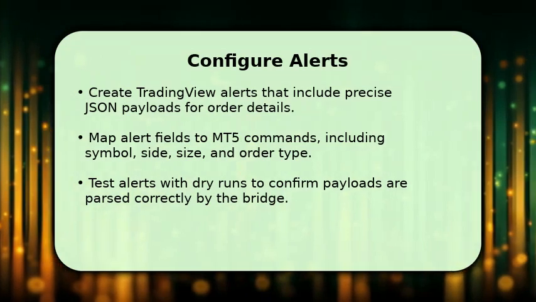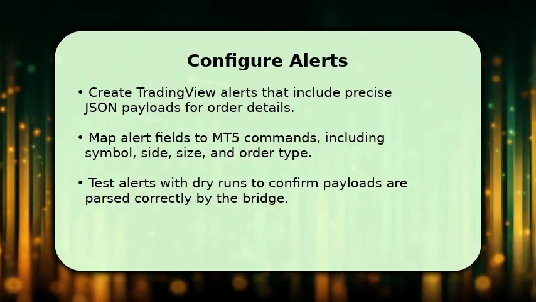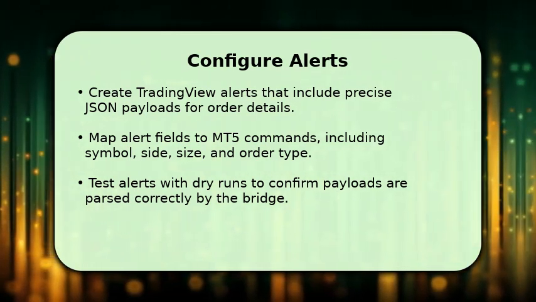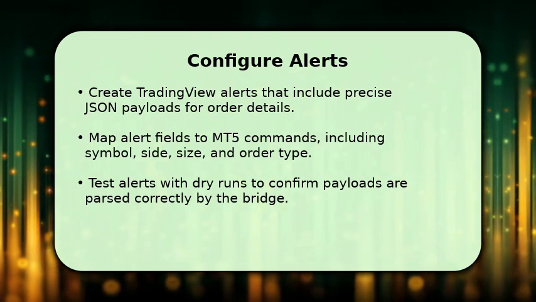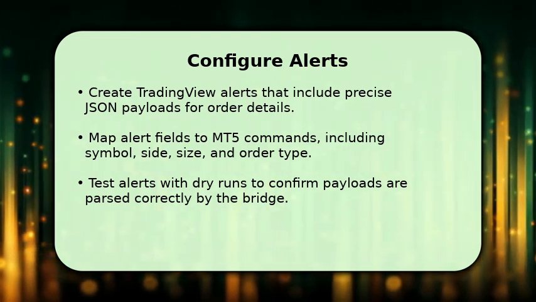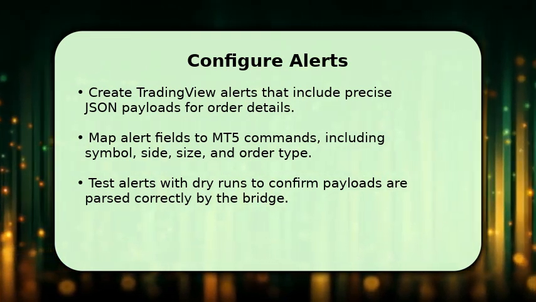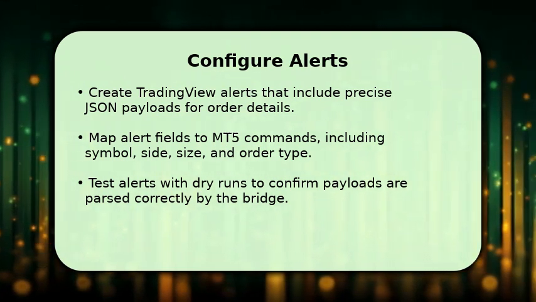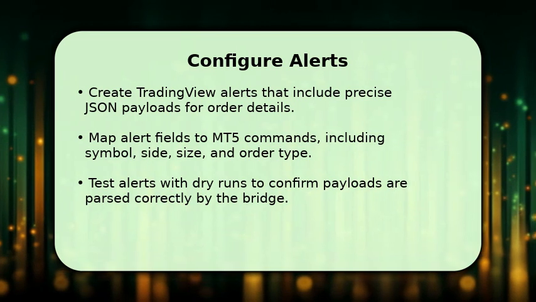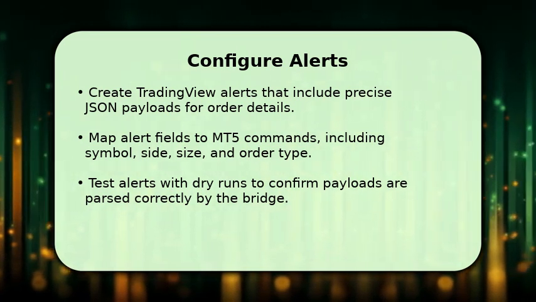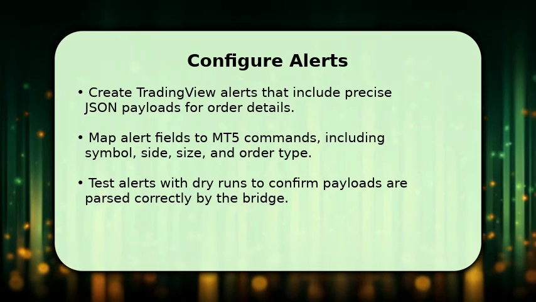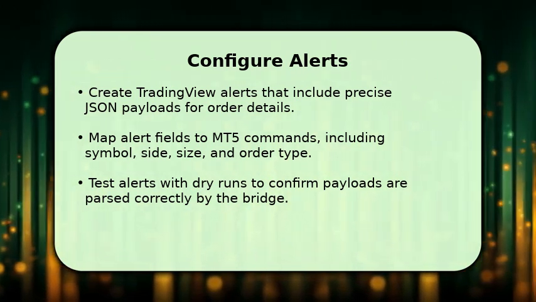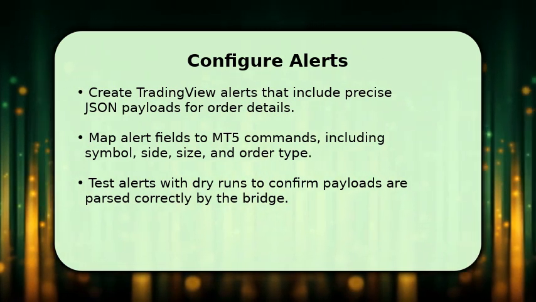Write clear TradingView alerts and use a consistent JSON format that your bridge expects. Include symbol, side, size, order type, stop loss, and take profit in each payload so MT5 can act without ambiguity. Use webhook URLs from your relay and enable detailed logging for every alert sent. Run several practice alerts to catch parsing issues or mismatch symbols. Then iterate until the bridge reliably produces correct MT5 commands.